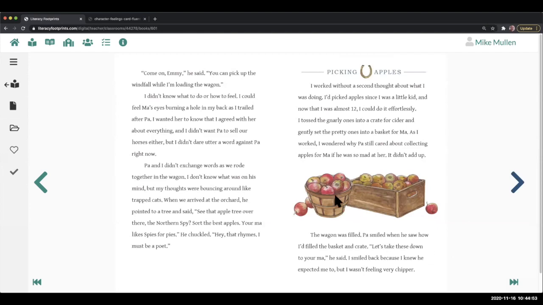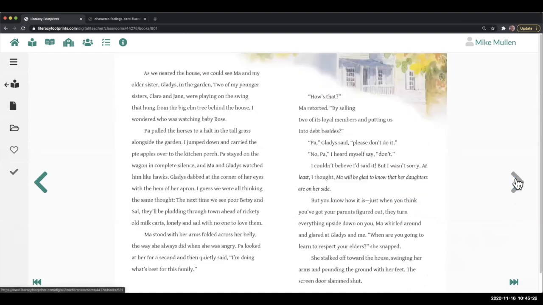If you look here, you can kind of get a clue too. I should have pointed this out about what gnarly means. Here are the gnarly ones. Here are the pretty ones, you see. The wagon was filled. Paul smiled when he saw how I'd filled the basket and crate. Let's take these down to your ma, he said. I smiled back when I knew he expected me to, but I wasn't feeling very chipper. Chipper, that's a word that we looked at earlier. It's a feeling word, and it falls under the family of happy.